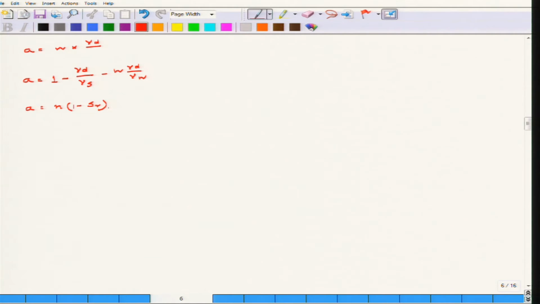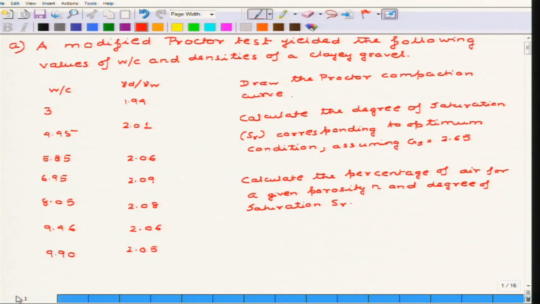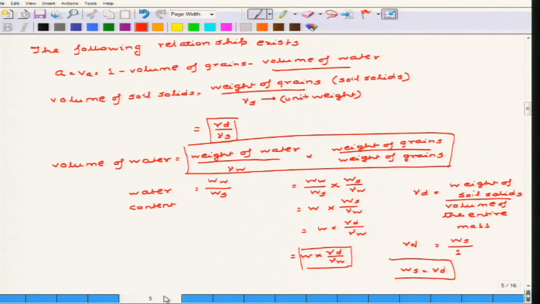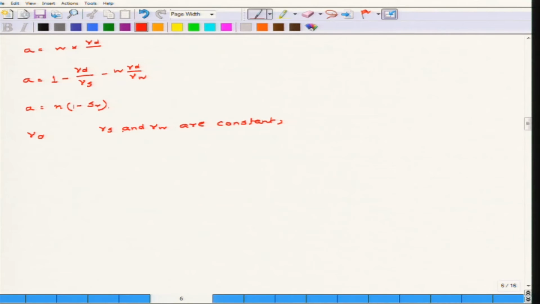Now, for a particular soil, we all know that gamma S and gamma W are constants, because the specific gravity of soil solids is always constant. It is a material property. So, whether the soil is at 3% moisture content, 4.95% or 6.95% moisture content, wherever it is on this Proctor compaction curve, it does not matter. Since it is a material property, gamma S and gamma W are always constants.